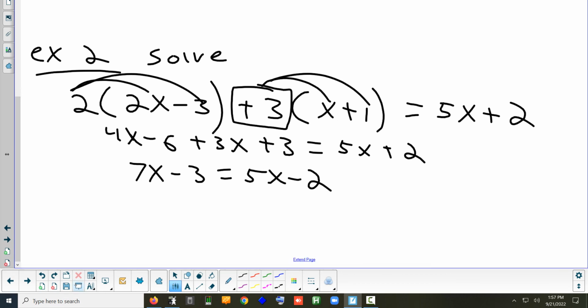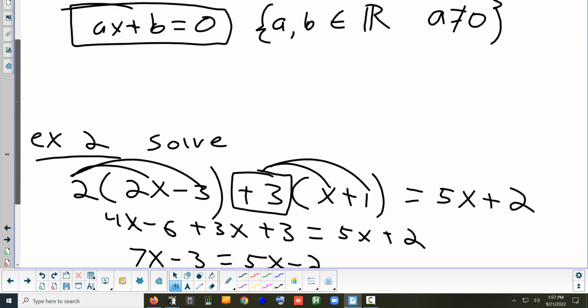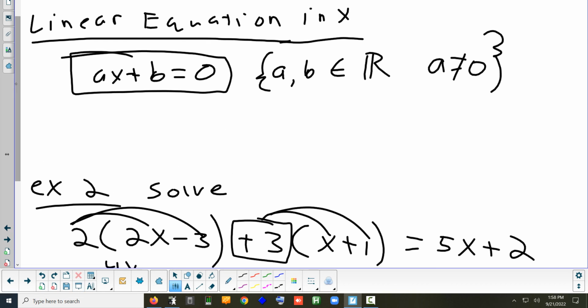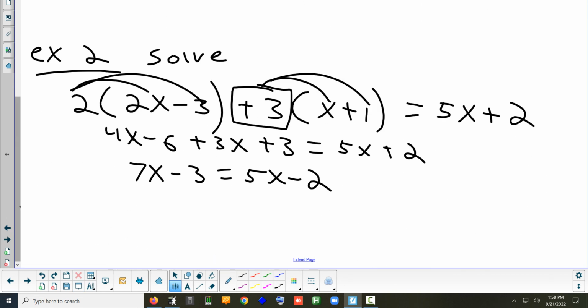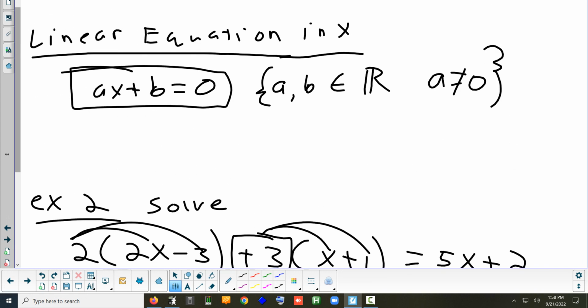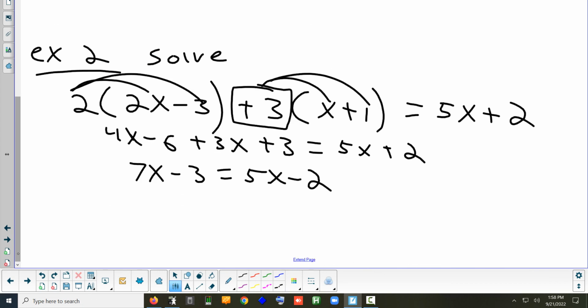Okay. So starting to look a little bit more like the other one. In fact, if at this step you moved everything to the left side and got it equal to 0, it would look exactly like this. You'd have a number with x, a number, and 0 on the other side. Okay, so this is linear.